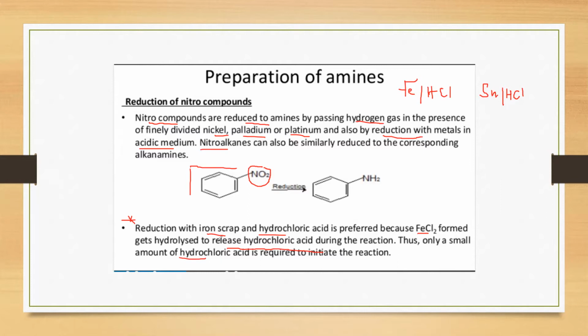Whenever we think about a reaction, we have to think about its feasibility, even in terms of economic viability. Whether the reaction is economically feasible is a very important matter when we think about a reaction from an industrial perspective. So this is about reduction of nitro compounds. I hope this is clear to you.